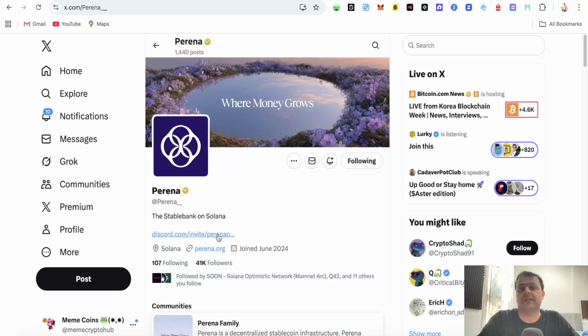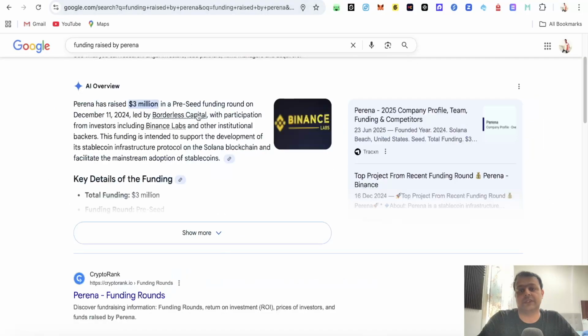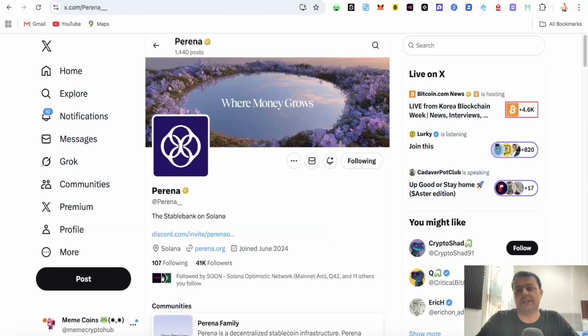Now, if we talk about the funding raised by Perena, it has raised 3 million US dollars, and along with that, there are investors like Binance Labs and some other institutional backers. So, most probably after the airdrop, this might be listed on Binance.